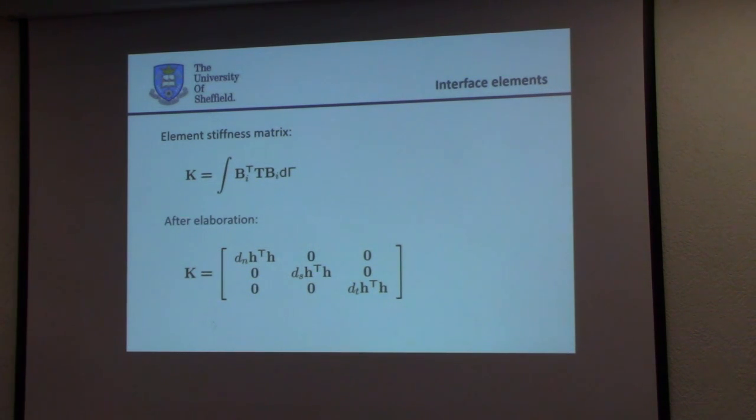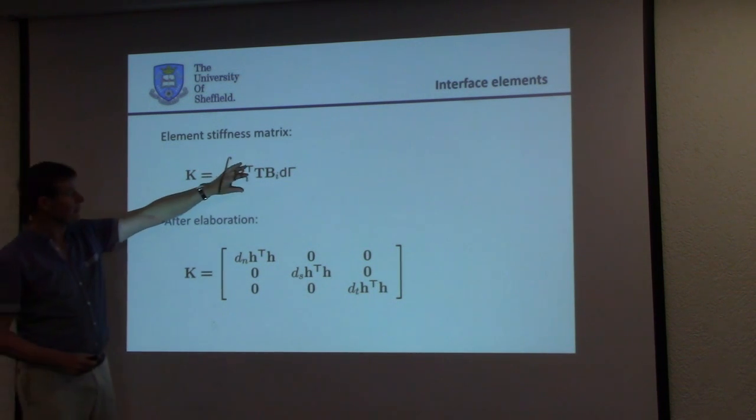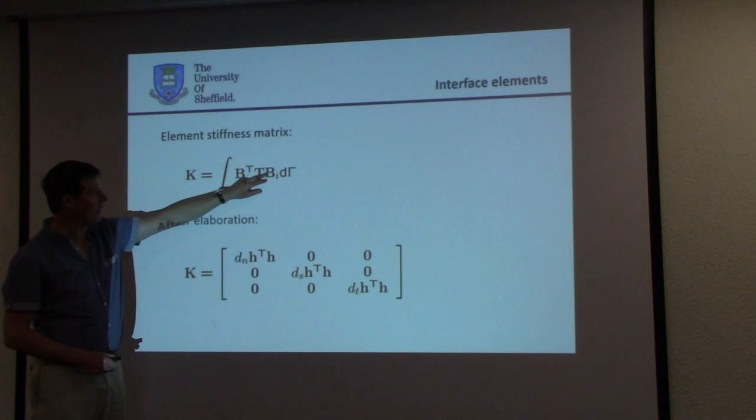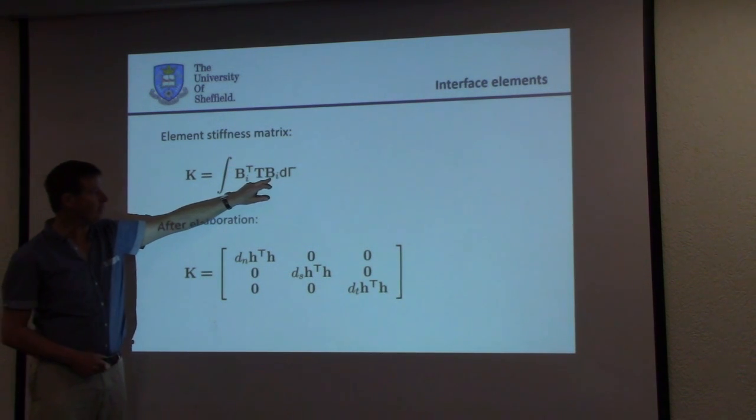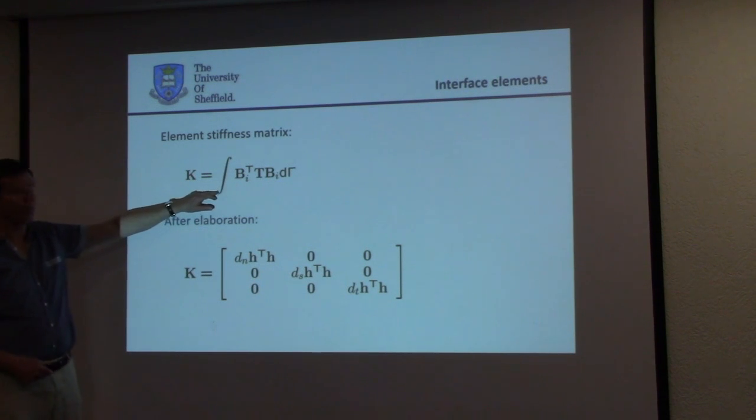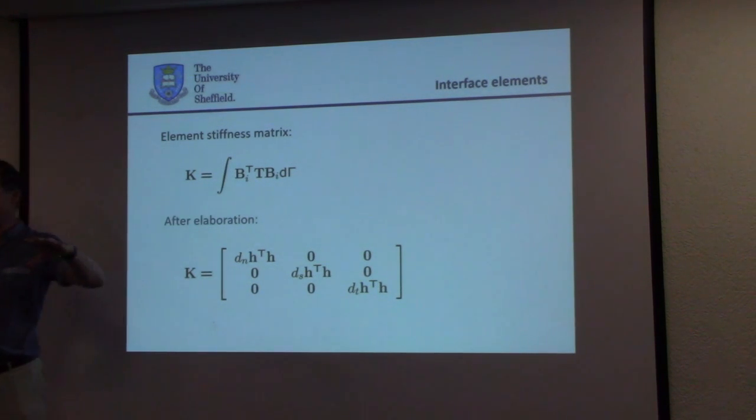Now, you can derive a stiffness matrix for this interface element in very much the same way as you do it for standard continua. You multiply this B operator, the transpose, times the matrix you get from your constitutive model, times again the B operator, and integrate this over the volume of your interface. In a three-dimensional configuration, that is a two-dimensional interface. When you have a two-dimensional body, you have a line.